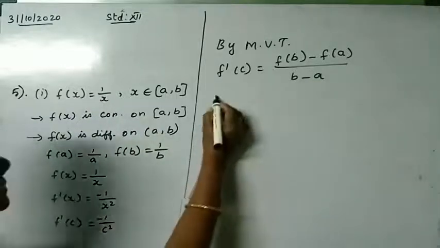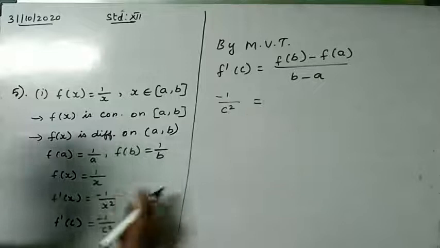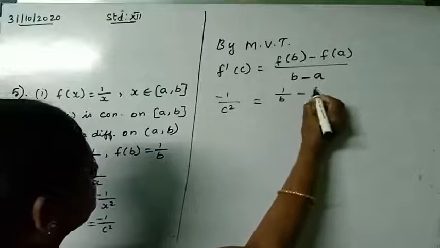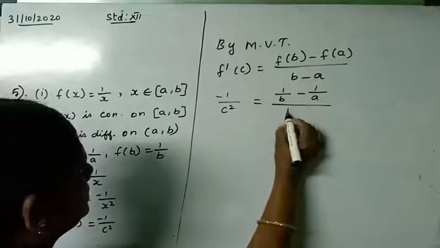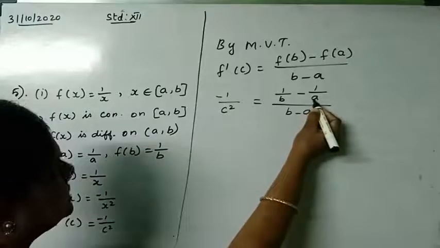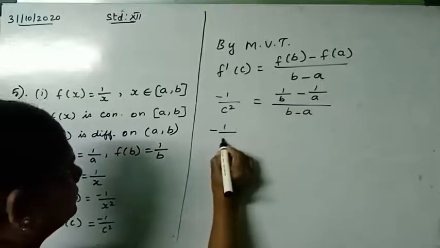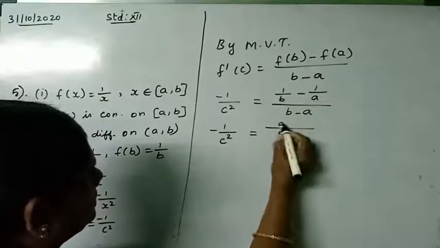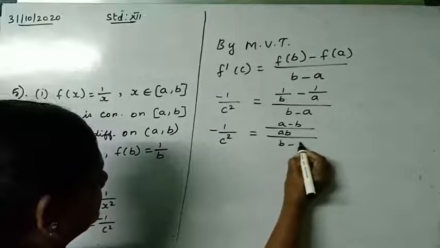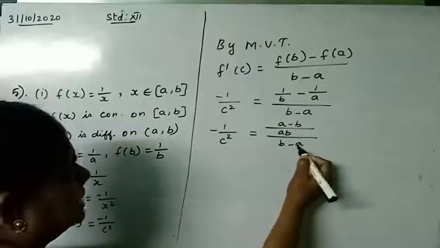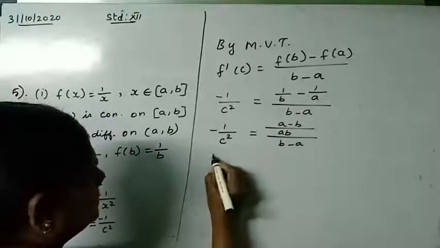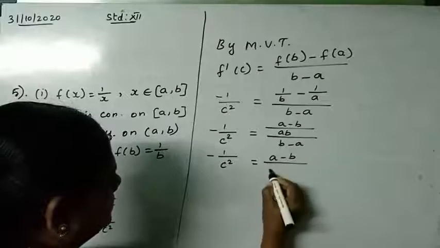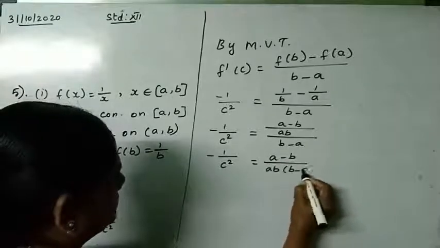F dash of c is minus 1 by c square, which is equal to f of b, which is 1 by b, minus 1 by a, divided by b minus a. Now take LCM in the numerator and solve. The left hand side is minus 1 by c square. LCM ab, cross multiply, a minus b by b minus a. So now take this reciprocal, it becomes ab into b minus a. So minus 1 by c square equal to a minus b by ab into b minus a.